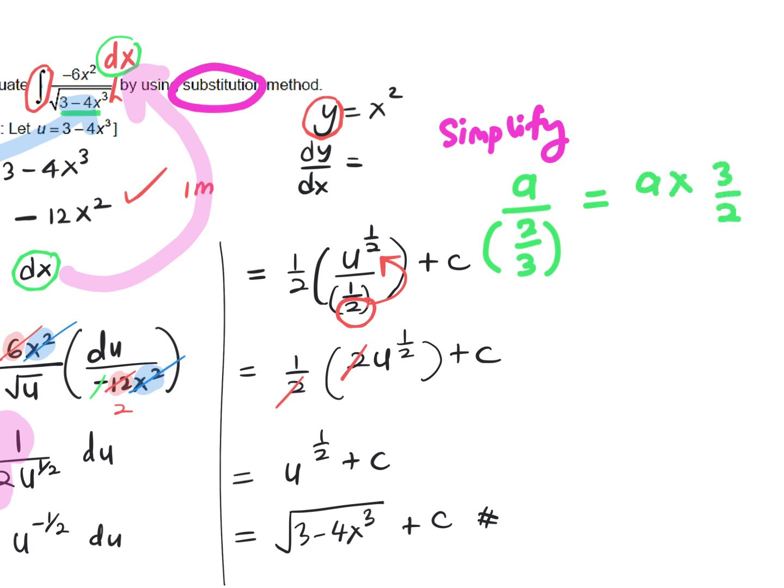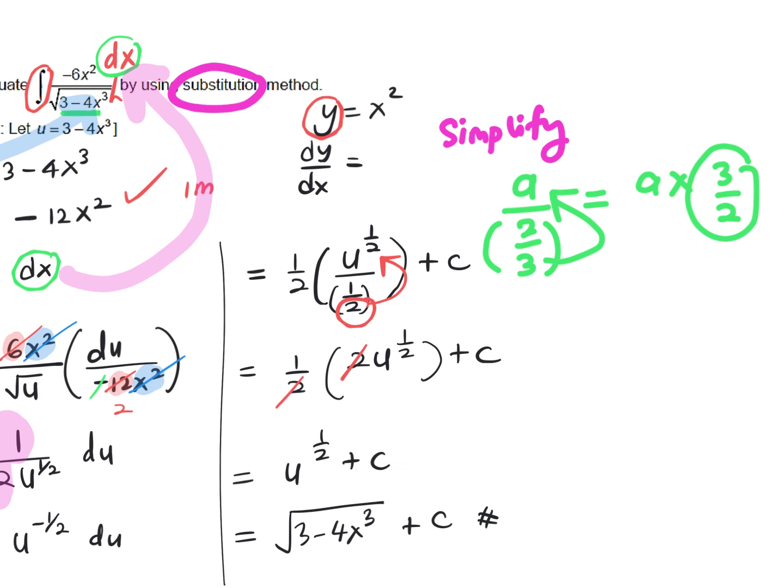Term ni you boleh naikkan dekat atas lah. So kalau bahagi 2 per 3, maksudnya nanti akan darab dengan 3 per 2. So that's why untuk part ni, you boleh naikkan 2 ni dekat atas, jadi darab dengan 2 per 1. So kita dah tulislah 1. So that this 2 and 2 can be simplified. Left is u to the power of half plus c.